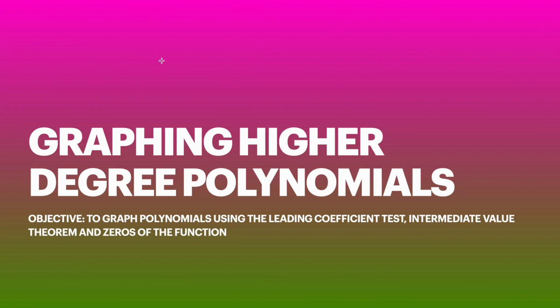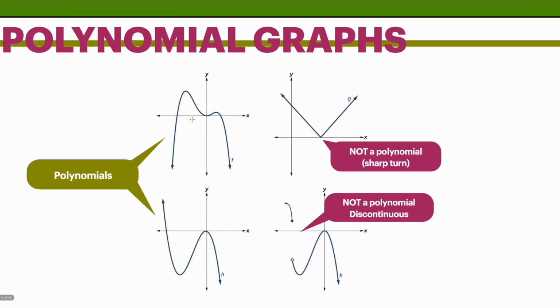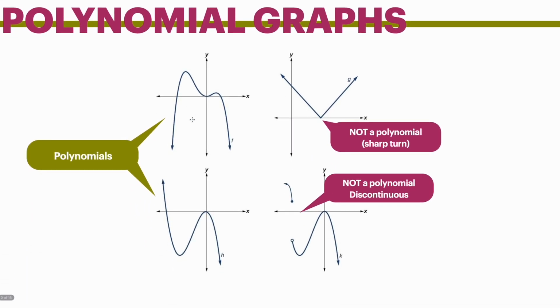In this video, we will discuss how to graph higher degree polynomials. First, to discuss what is a polynomial graph and what is not, on the left-hand side, these are both considered polynomial graphs because they are continuous flowing functions.